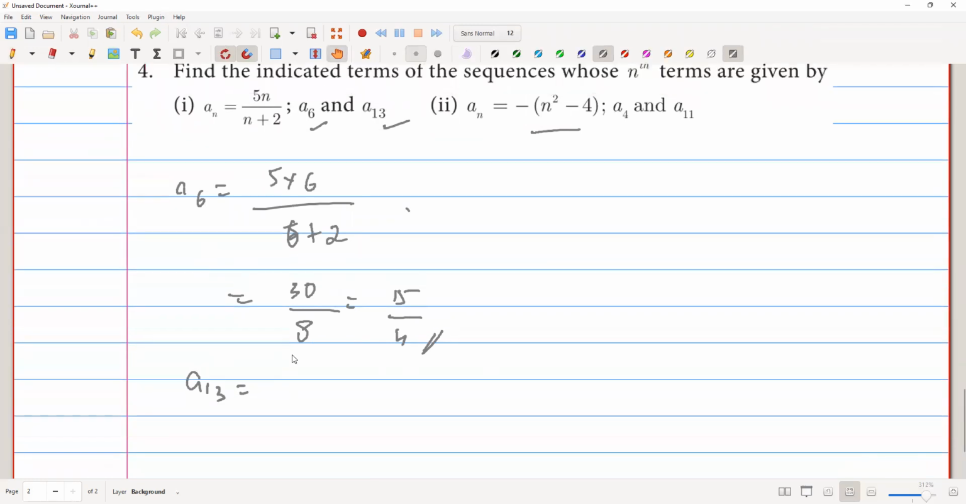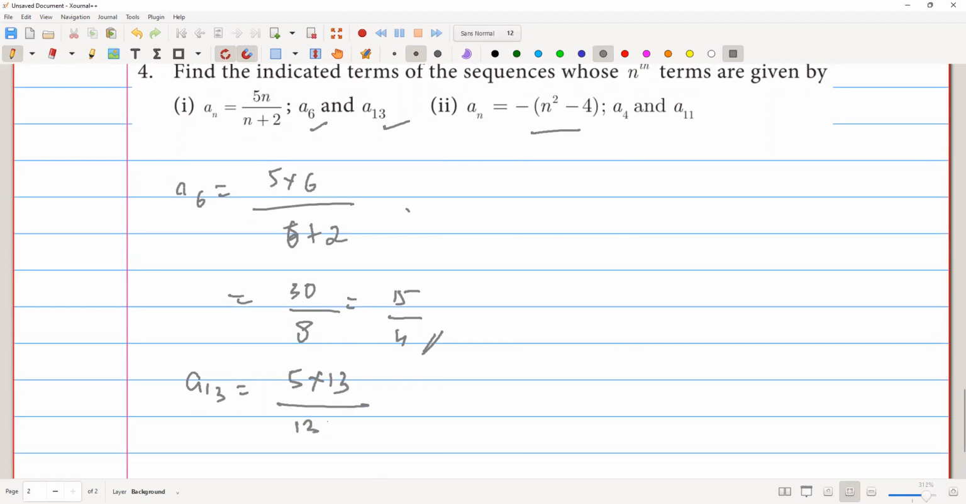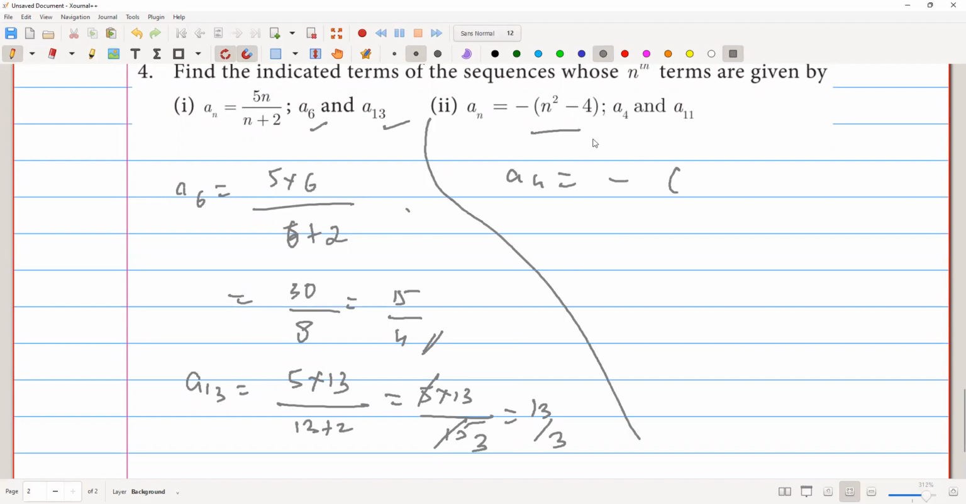A13 equal to 5 into 13 divided by 13 plus 2. 5 into 13 divided by 15, 1 time, 3 times. So 13 by 3. Here, A4 equal to minus 4 square. 16 minus 4, minus 12. A11 equal to minus 11 square. 121 minus 4, 117.